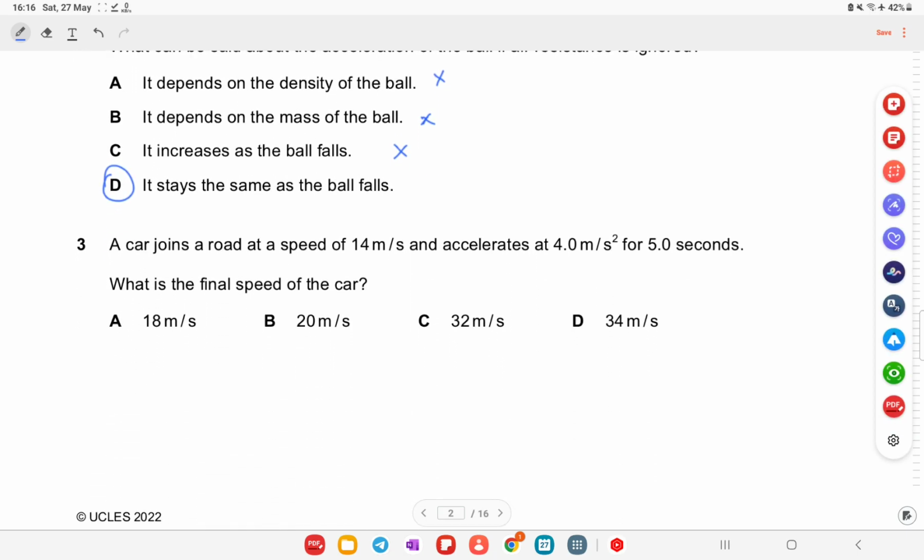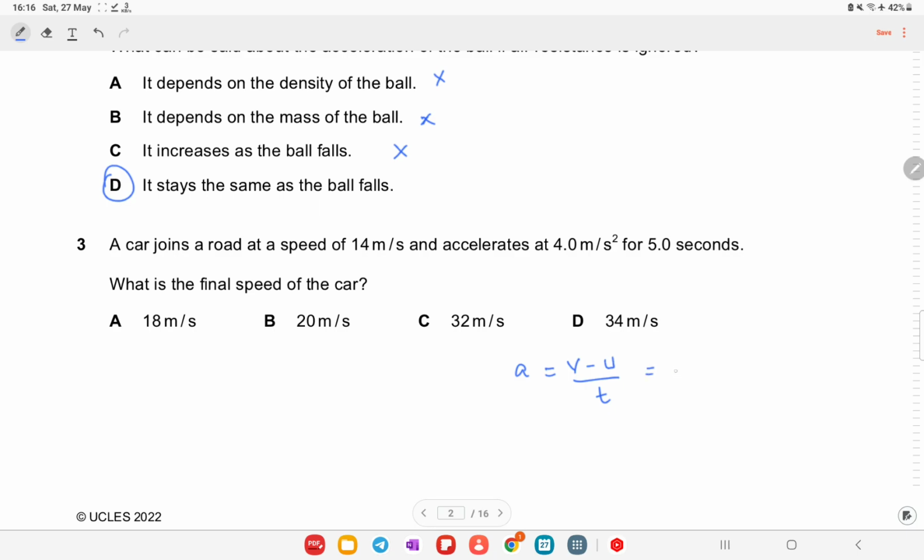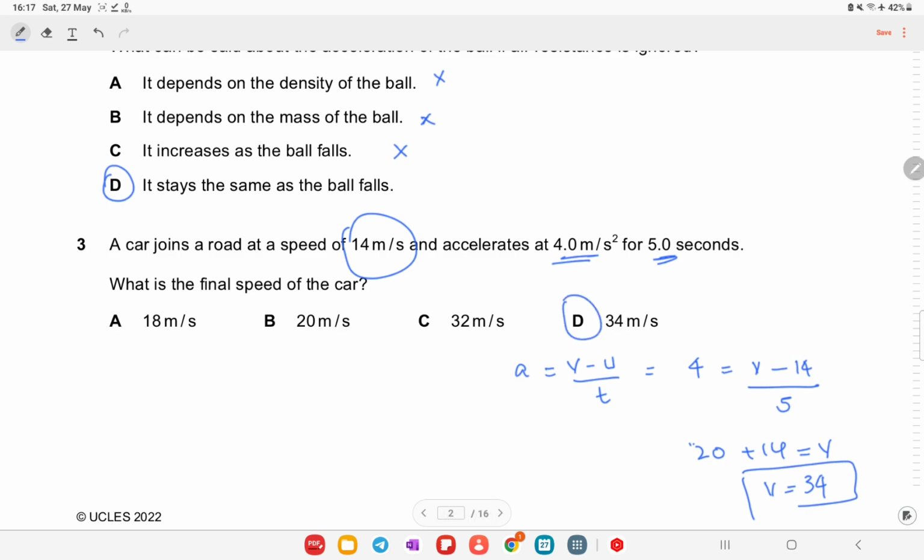A car joins a road at a speed of 14 meters per second and accelerates at 4 meters per second squared for 5 seconds. What is the final speed of the car? So we know the formula is a equals v minus u over t: final velocity minus initial velocity divided by time. Now we will put the values. The acceleration is 4. We have to find out the final velocity. Initial velocity is 14, divided by time, 5 seconds. You do these calculations, and you will end up with 20 plus 14 equals v, and v is equal to 34. So option D is going to be your right answer.